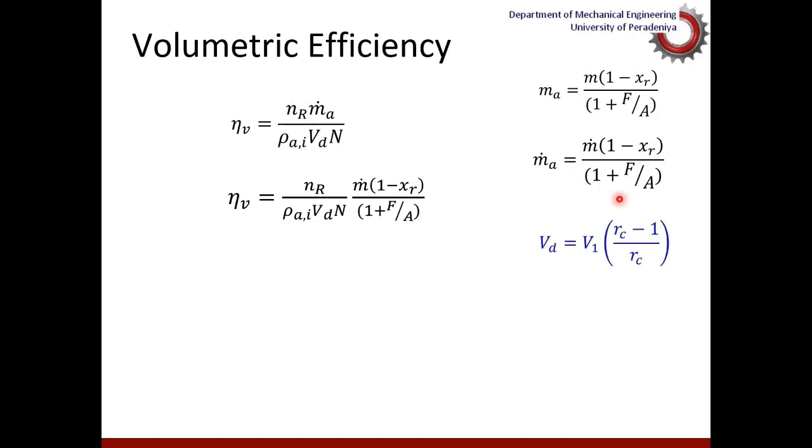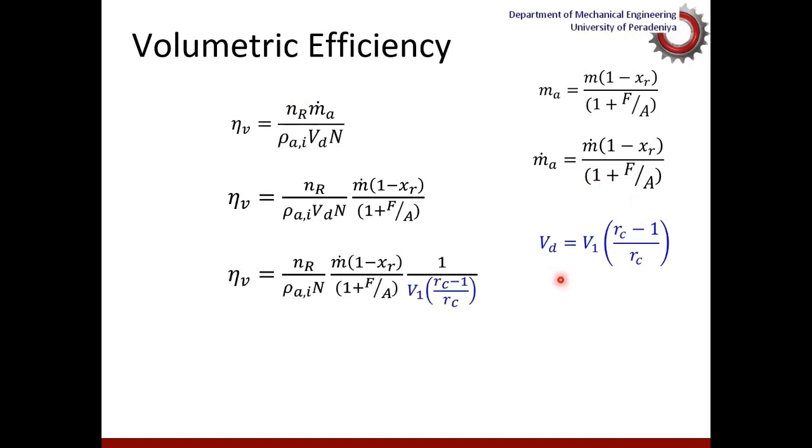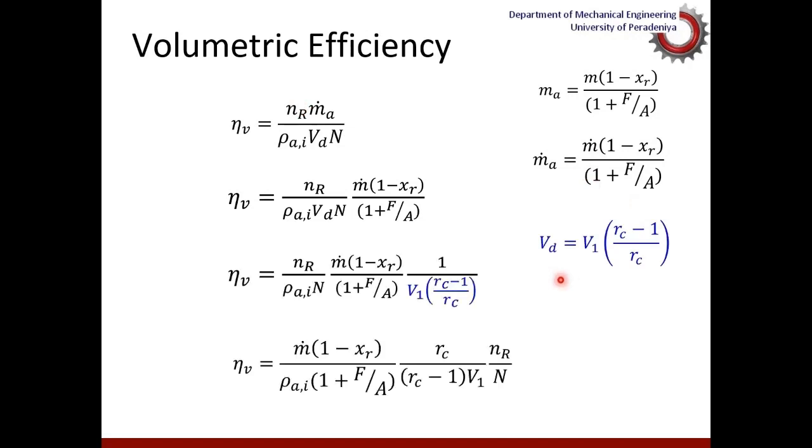Similarly, the displaced volume could be replaced with this blue relationship. And if you plug in this and simplify it, you will get a relationship like this. So the volumetric efficiency depends on the total mass flow rate into the system, residual mass fraction, compression ratio, maximum volume, air-fuel ratio, and so forth.